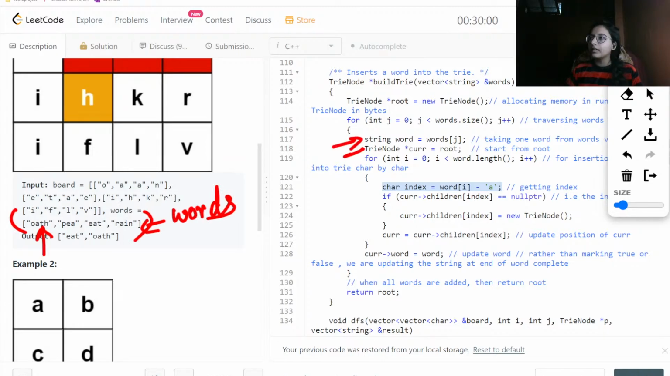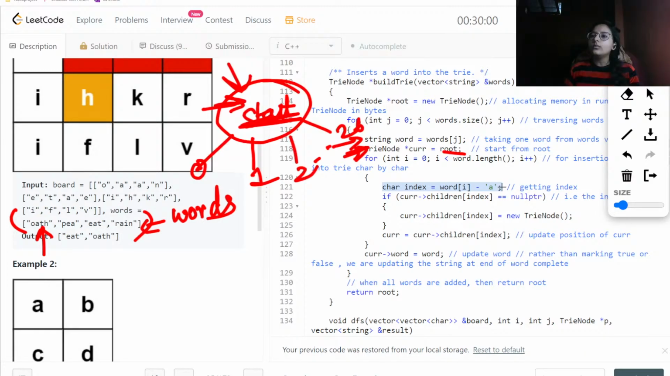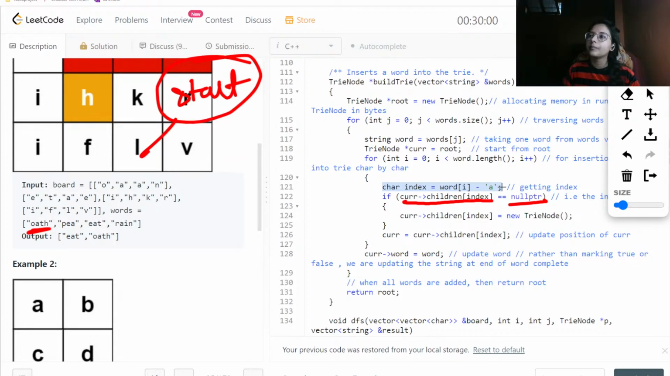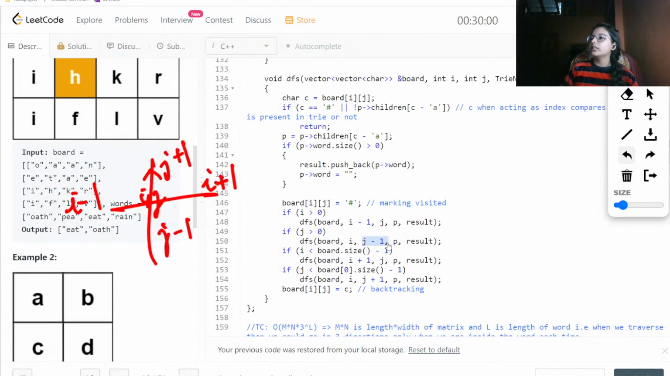Now this TrieNode current equals to this root, and we are going up till its length, means basically traversing this vector of strings which is being given to us, and we are taking this word here, and then what we are doing is that here we are basically checking in the start. So let us first take this word oath. So oath will be at index 15 because O is the 15th letter. So here we will be having a null pointer because at the starting we have initialized with null, right?